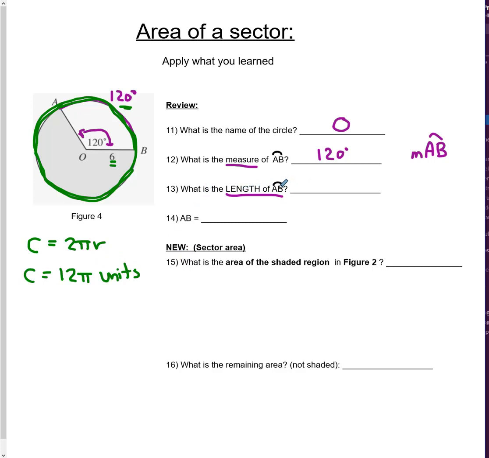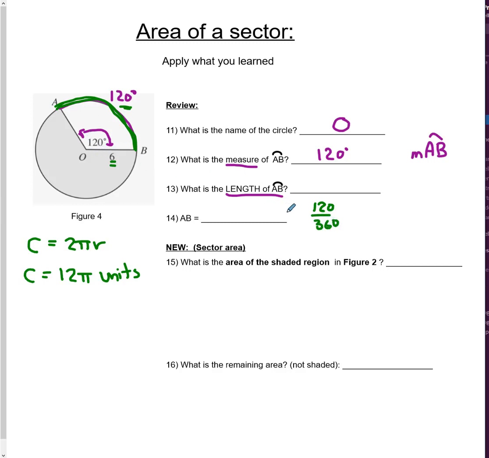Now, that's not the length of AB, though. That's the length of what? Of the whole circle. So we have to get rid of a bunch. We don't want all of this, right? We only want all of that. We only want what? We only want 120 degrees. Now, how many degrees in a full circle, right? How many degrees in a full circle? Well, there's 360 degrees in a full circle.